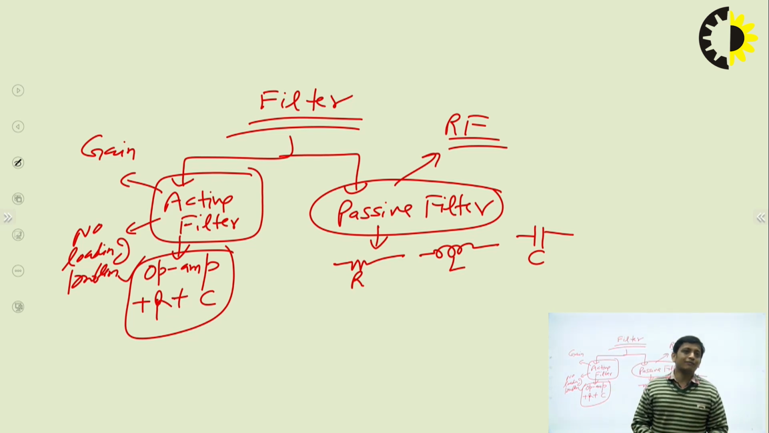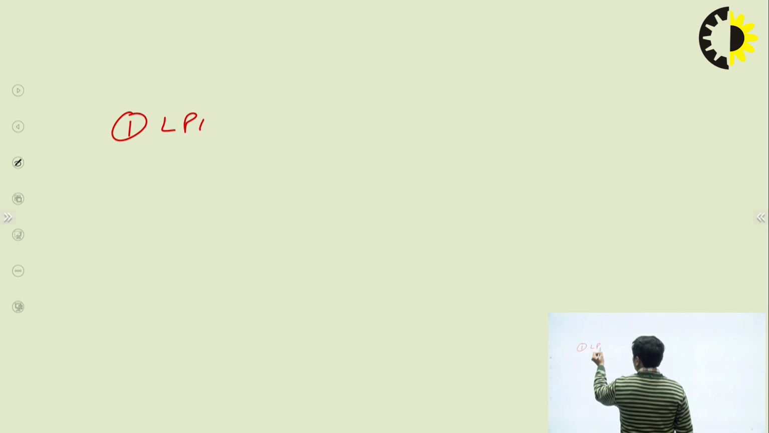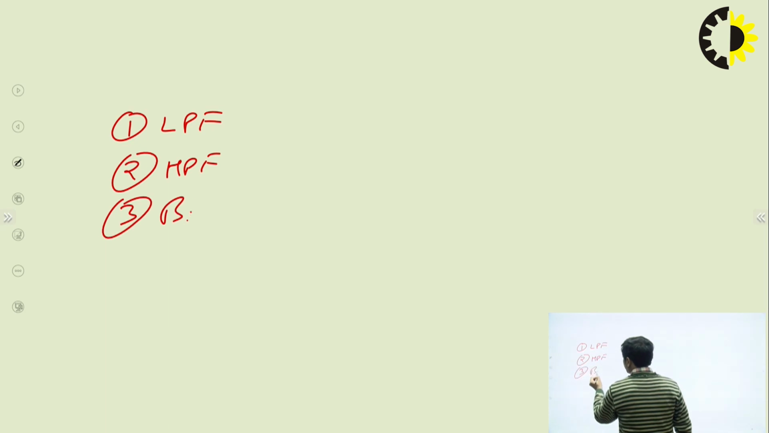So active and passive filters both have advantages and limitations. It depends upon the application, but normally we prefer active filters because it provides gain and there is no loading problem. But it is not like that we don't use passive filters, because passive filters are used at high frequencies. So this is all about the classification of filters. Now the types of active filters. There are 4 types of active filters. One is low pass filter, high pass filter, then band pass filter.